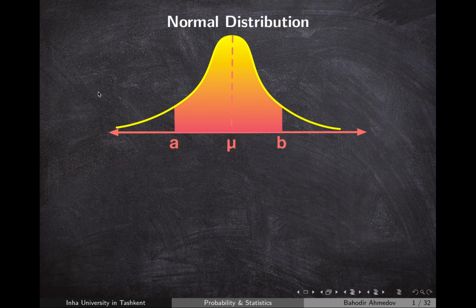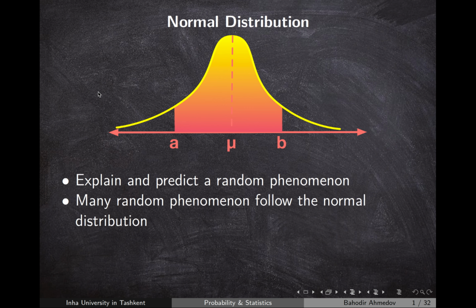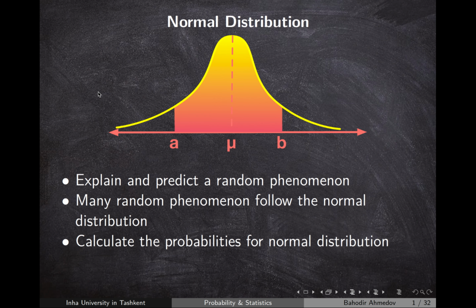In this video, we're going to discuss how to work with statistical tables in order to evaluate the probabilities for the normal distribution. What we want is to explain and predict a random phenomenon, and many random phenomena around us follow the normal distribution. For example, scores of students after some exam or the IQ scores of people follow the normal distribution, and it is incredibly important for us to know how to evaluate the probabilities for the normal distribution.